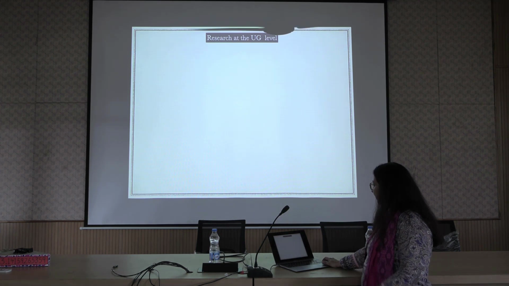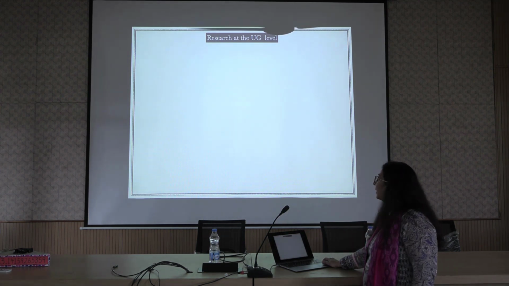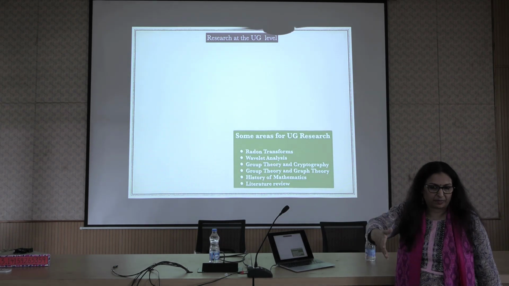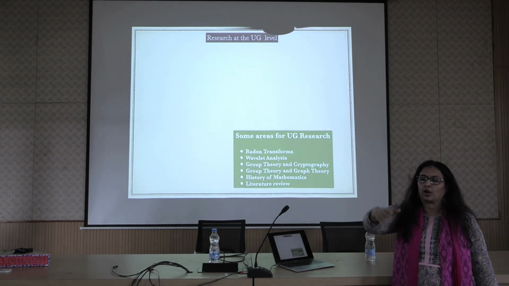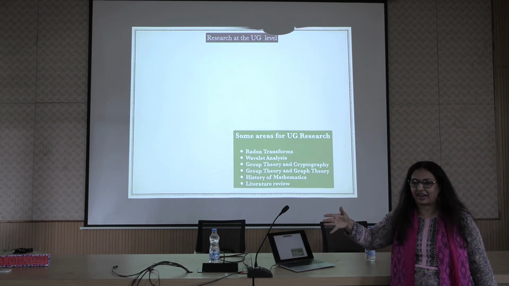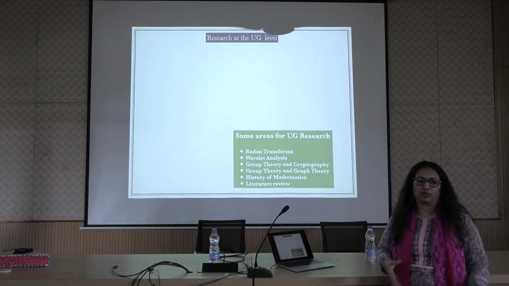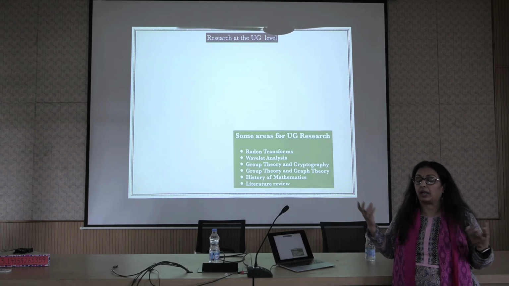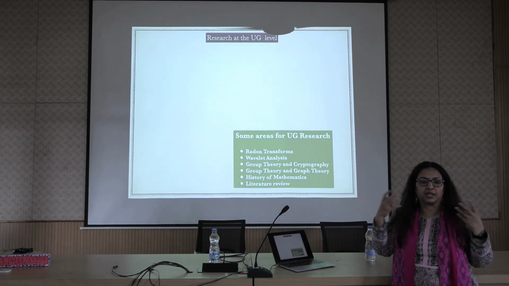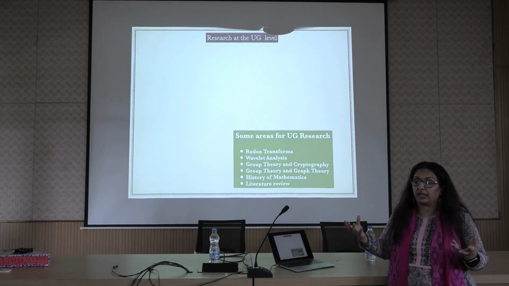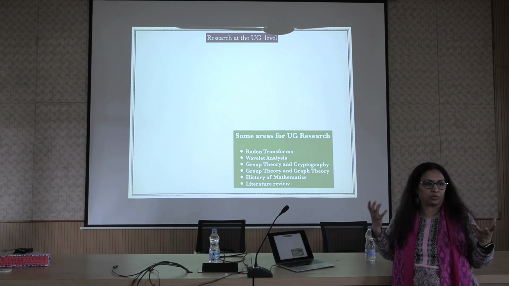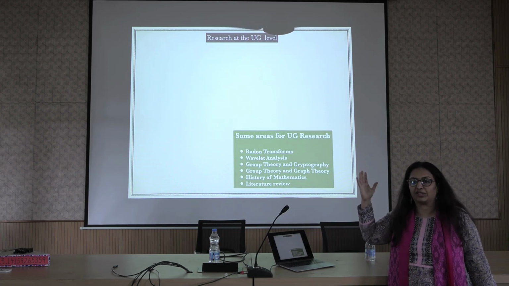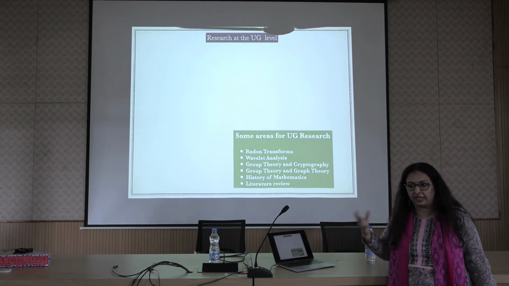And now, very briefly on the research part at the UG level. So, Radon transforms that I talked about today. Okay? So, if you're a fourth year undergraduate who's trying to do a little bit of research, then MRI machines and Radon transforms and the kind of maths that goes into it would be a good thing for them to work on. Or wavelet analysis, which is what is being used for all this JPEG and the kind of work that INRIP does.